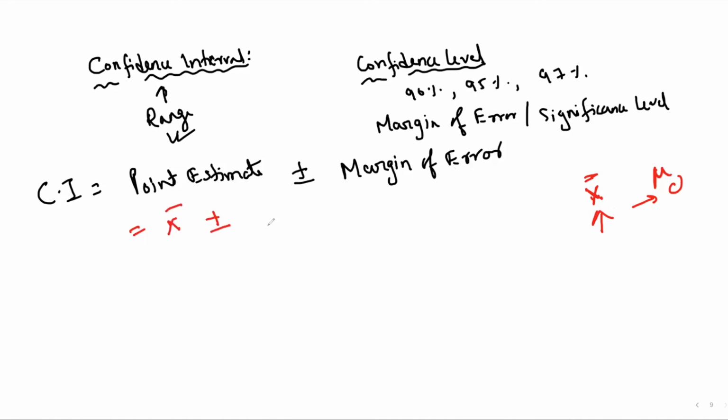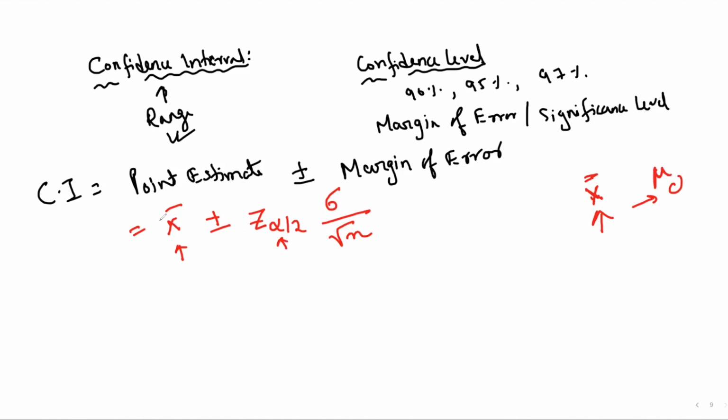Now, the formula for margin of error. It is nothing but z alpha by 2 times standard deviation by root of n, where n is the number of samples and sigma is the standard deviation. So this is the formula for confidence interval. This is the sample mean. Alpha is the significance level. Okay.